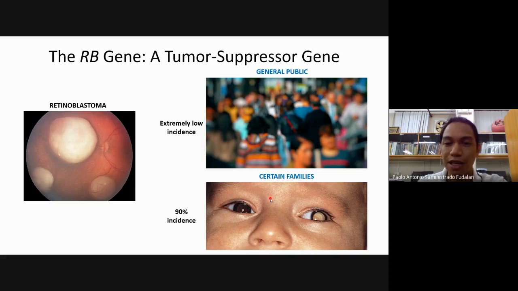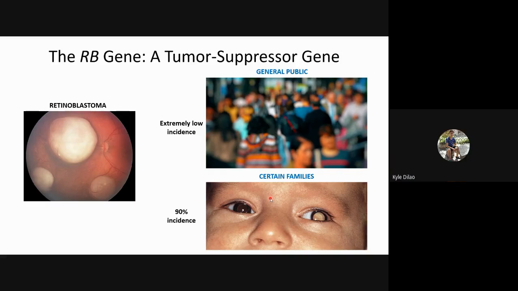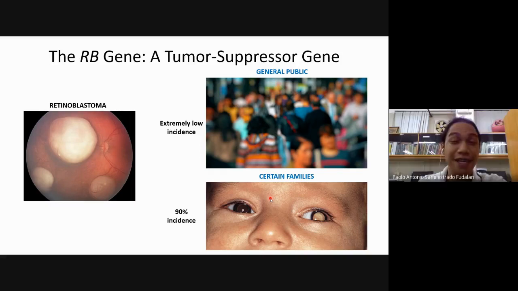So does this tell us that retinoblastoma is hereditary? Yes or no? Hereditary siya, sir. Okay, it's hereditary because in certain families, it's there. It's present in certain families. So what can you say about a family? The parents pass their genes to their offspring. So in certain families, it's high in incidence. So it must be inherited. So correct.